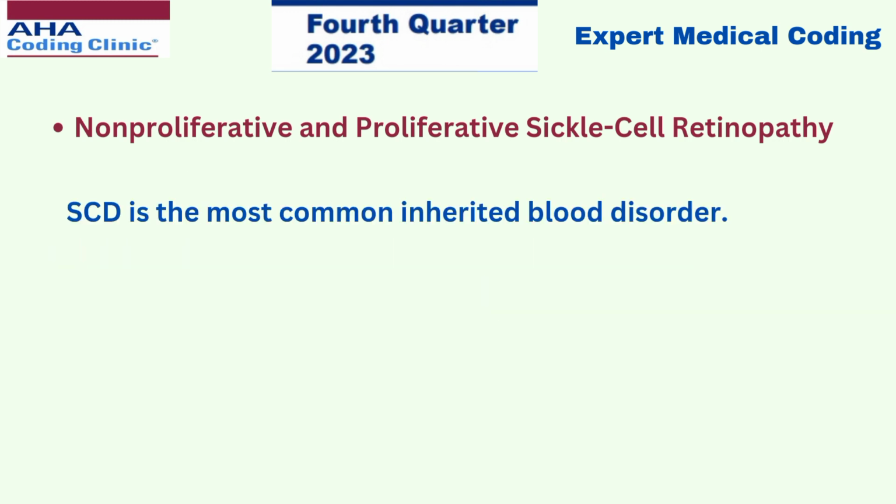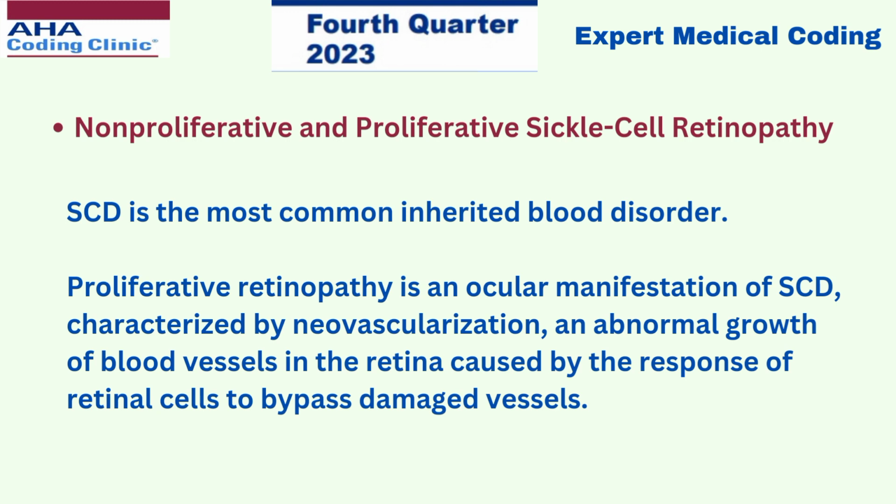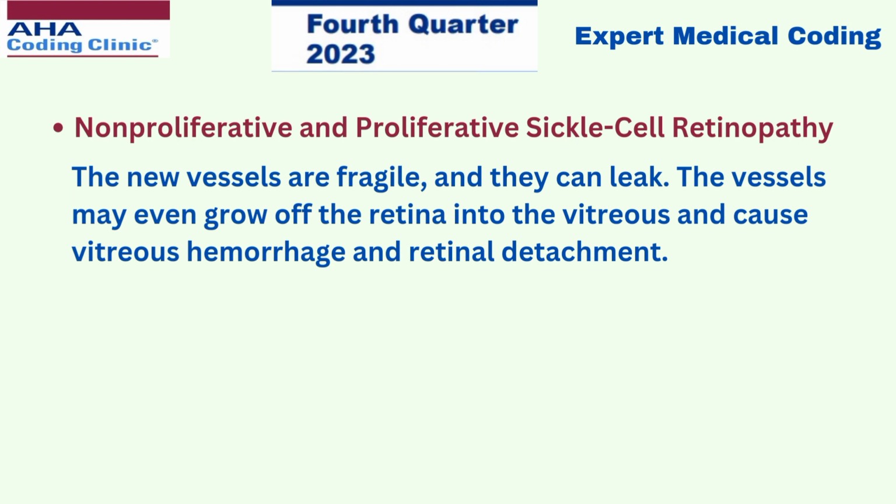Sickle cell disease is the most common inherited blood disorder. Proliferative retinopathy is an ocular manifestation of sickle cell disease characterized by neovascularization, an abnormal growth of blood vessels in the retina caused by the response of retinal cells to bypass damaged vessels. The new vessels are fragile and they can leak. The vessels may even grow off the retina into the vitreous and cause vitreous hemorrhage and retinal detachment.